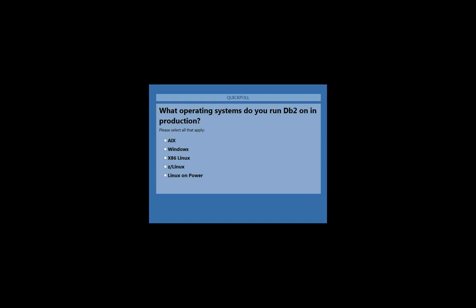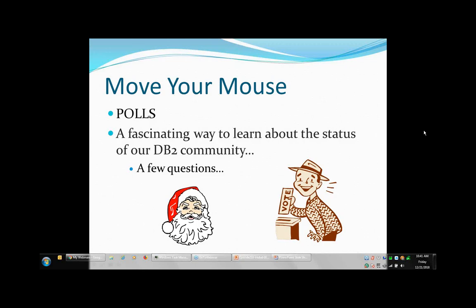And let's catch a couple more votes. Please contribute, people. This is scientific analysis of the DB2 world. I need your participation. Going once, going twice. Closing the poll, sharing the results. Well, today it's 61% AIX, 33% Windows, 50% x86 Linux, and we got some Z Linux today. That's cool. Okay, next.